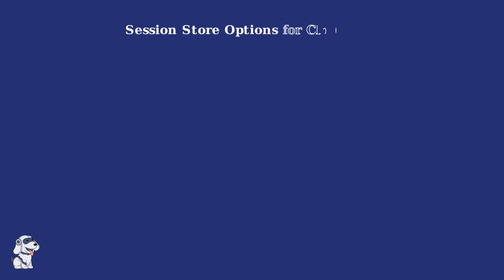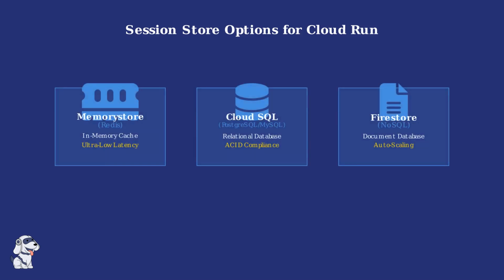When building Cloud Run applications that need session storage, you have three main options to choose from. Each has different strengths and trade-offs that make them suitable for different scenarios. Here are your three main options: Memory Store for ultra-fast in-memory caching, Cloud SQL for traditional relational database storage, and Firestore for flexible document-based storage.